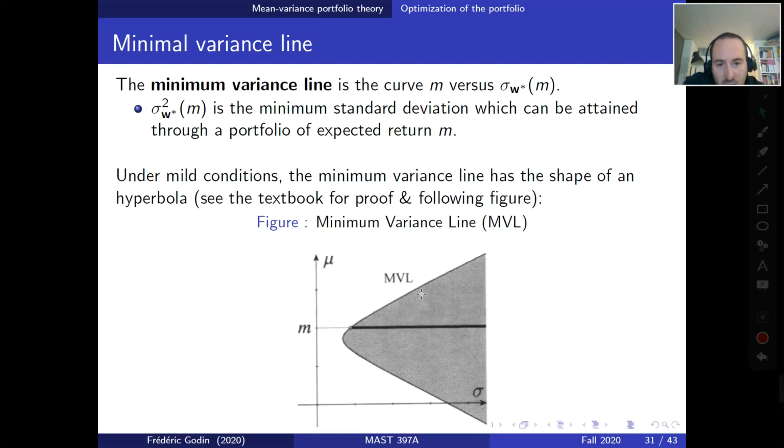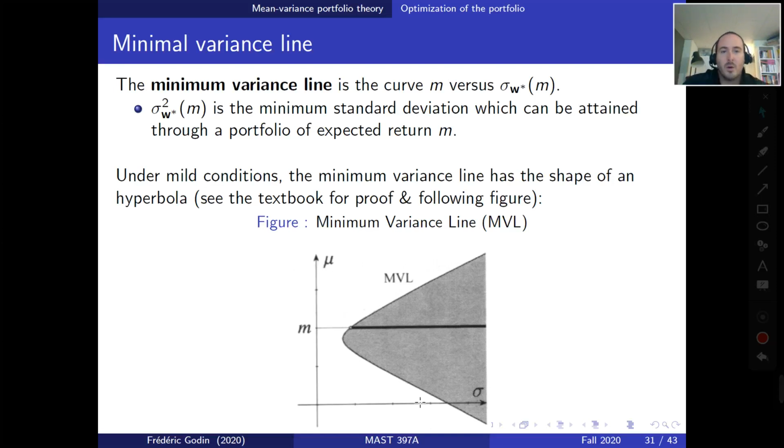This curve represents, for all values of M, for all values of the expected return, the associated smallest possible variance across all portfolios. For example, if M is equal to this value, then the smallest variance attainable is here. It would be this. Not variance, but standard deviation. It would be this value.